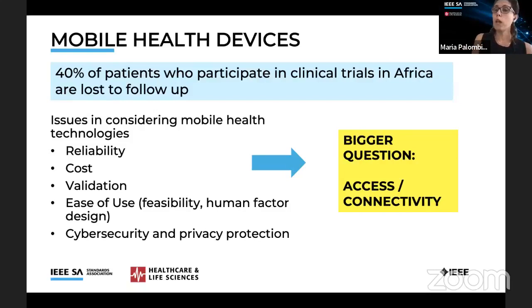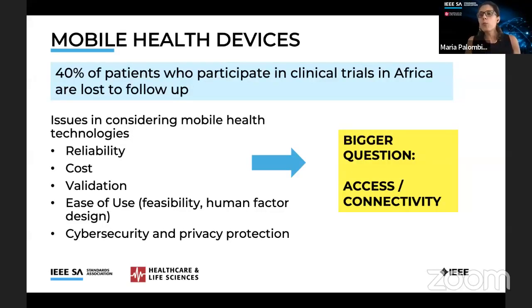There's a reliability issue, meaning is the patient really using the device, the cost to the sponsor of the trial to be able to give it to the patients, the validation of the data, and the ease of use for the patient to actually use it. It has to be simple, it has to be feasible. And naturally, there's a concern of the cybersecurity angle, the security of the data, transmission, storage, and obviously protecting the privacy of the patient. But most importantly, there's an important element of mobile remote patient monitoring, which is access and connectivity.